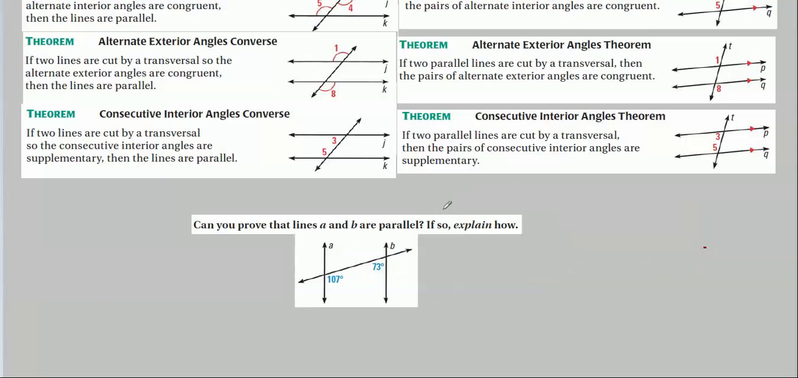Once again, we have something that I think just kind of goes without saying when you talk about math problems. Can you prove that lines A and B are parallel? And if so, explain how. Well, if you leave out the second part, again, you've got a 50-50 chance of being right by just saying sure or no. I don't know any math teacher who would give you credit for an answer like that.